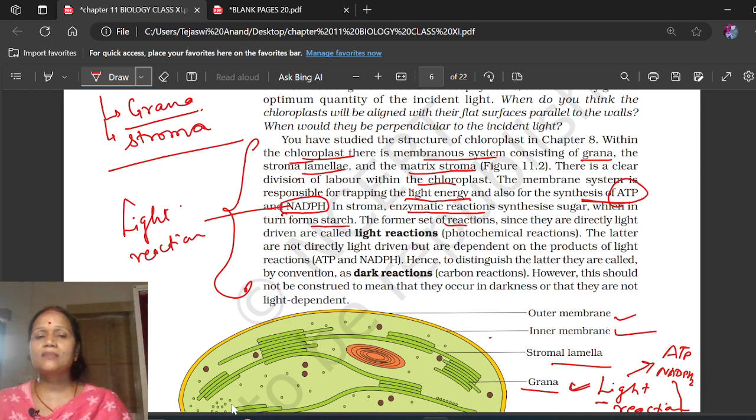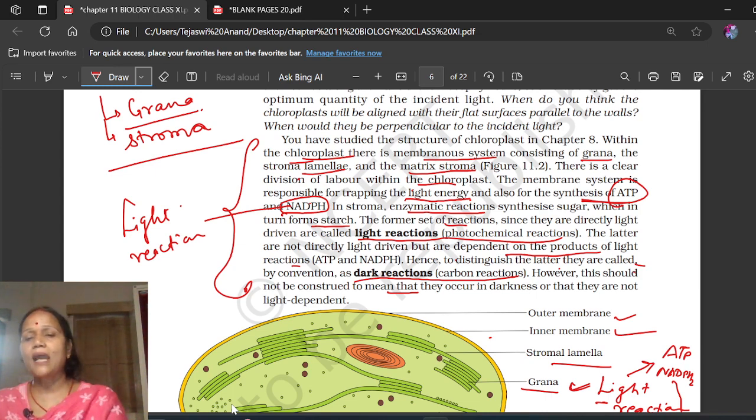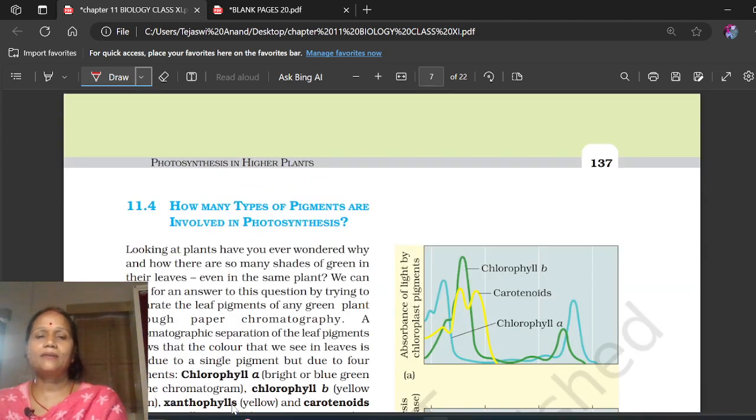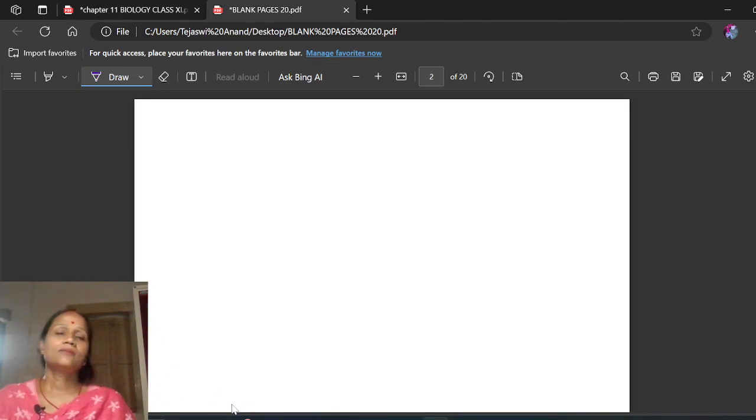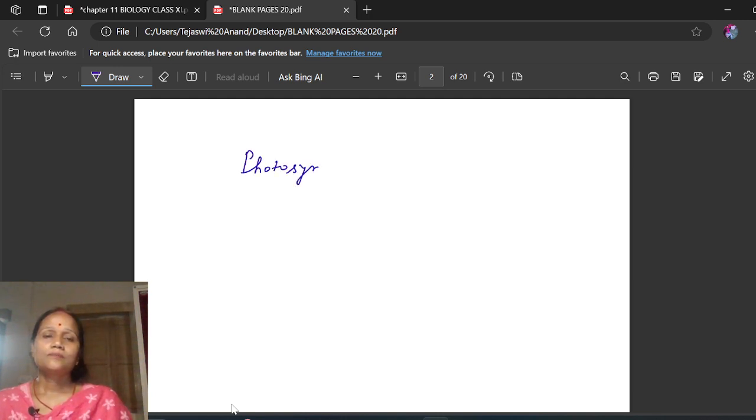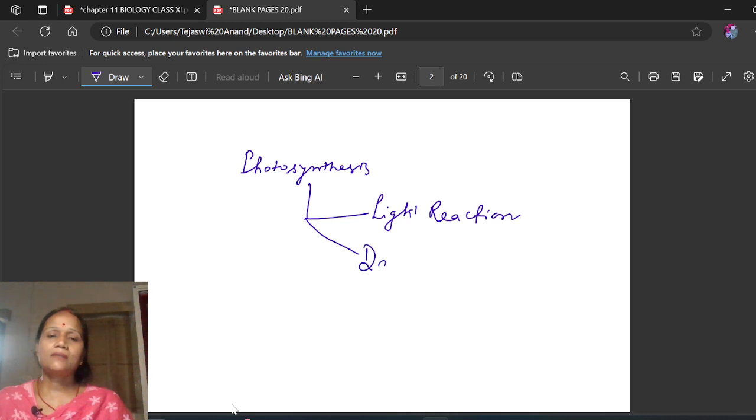The former set of reactions, since they are directly light driven, are called light reactions, photochemical reactions. The latter are not directly light driven, but are dependent on the products of light reaction. Hence, to distinguish the latter, they are called dark reaction, or we can say carbon reactions. This should not be construed to mean that they occur in darkness or that they are not light dependent. So in very short, the process of photosynthesis occurs in two phases. One is light reaction and another is dark reaction.